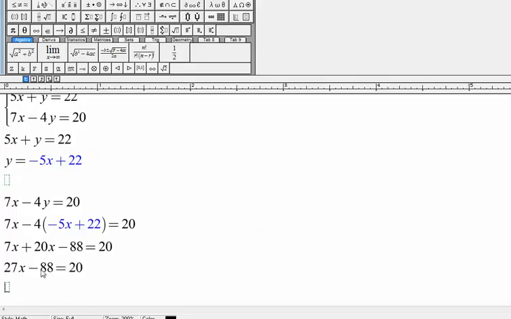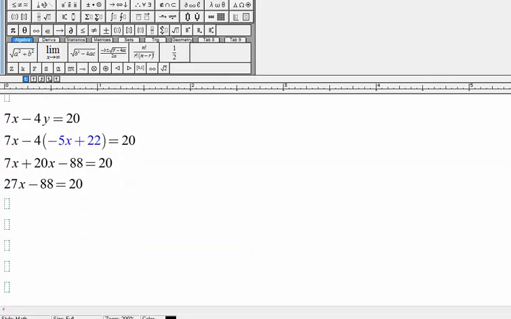Then we'll add 88 to both sides. We add 88 to both sides, we'll get 27x equals 108. And then we'll divide both sides by 27. Let's go ahead and write that one out. 27x over 27 equals 108 over 27, which means that x will equal 4.